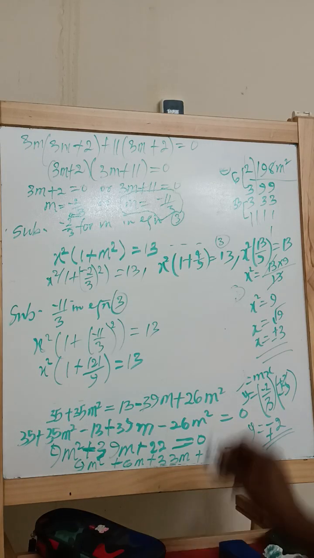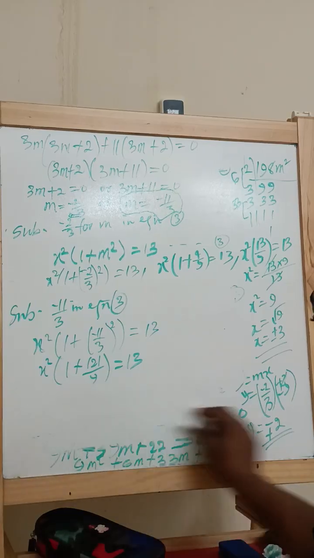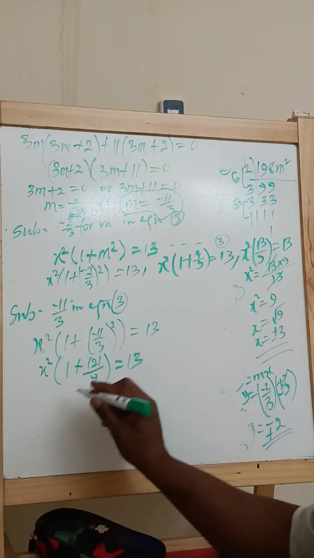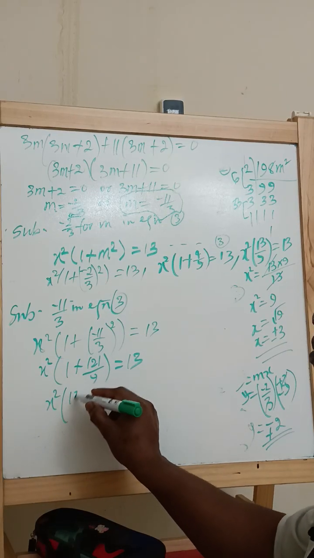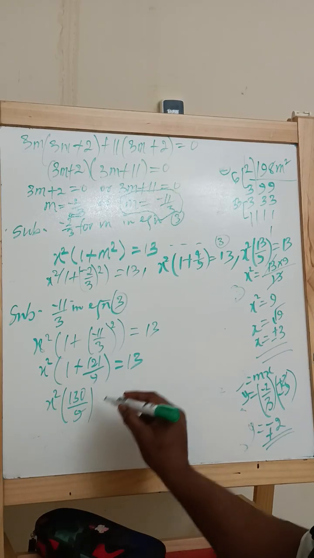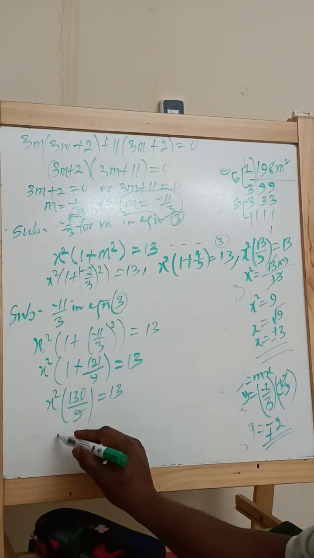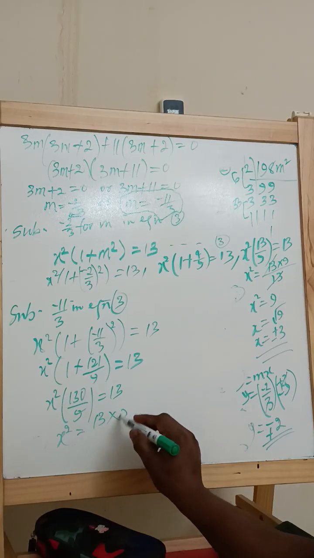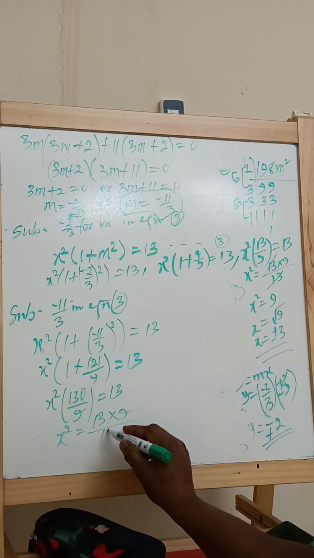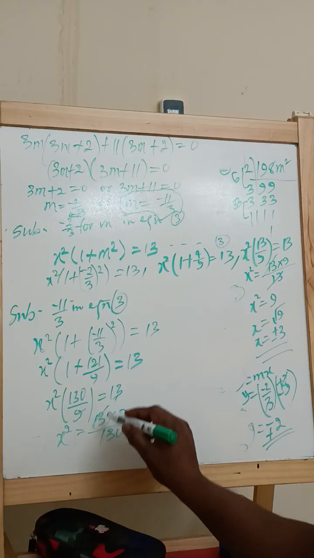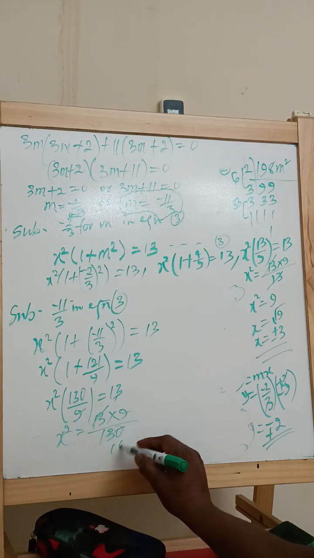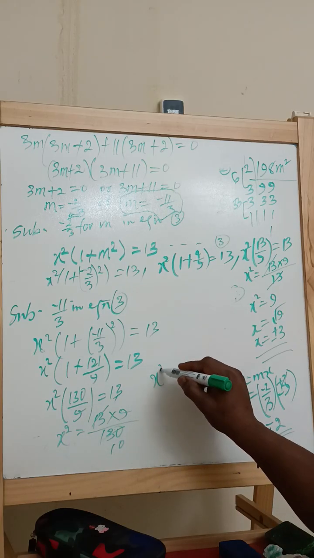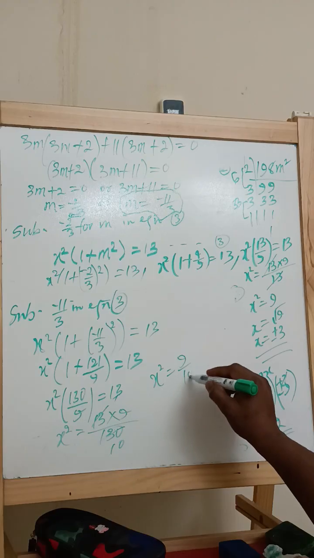So from here it becomes 9 times 1, 9 plus 121. So that will be x squared 130 all over 9 equals to 13. Then x squared becomes 13 times 9 all over 130. So 13 here 1, 13 here 10, right? So our x squared will become 9 all over 10.